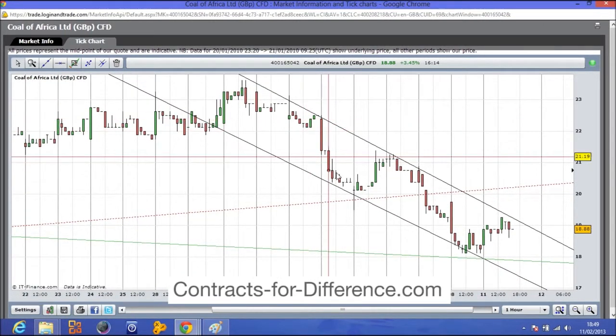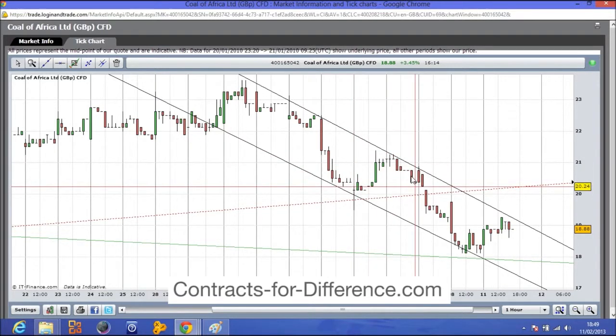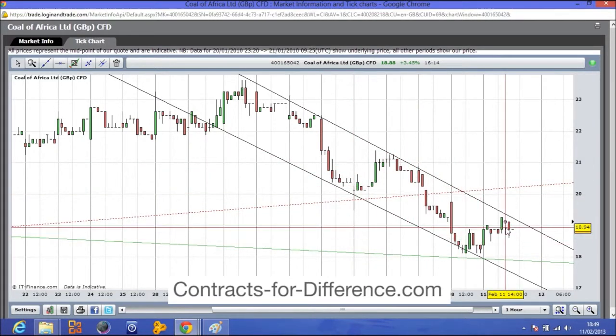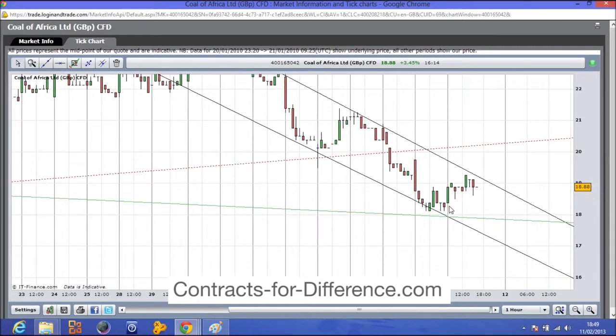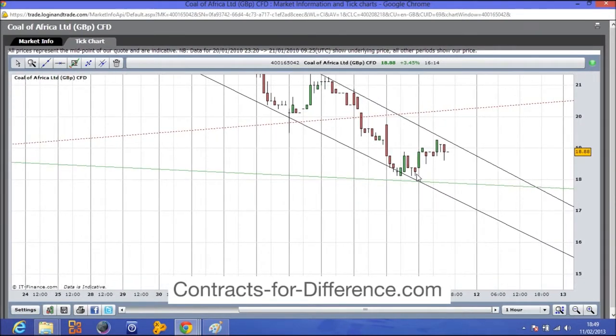I'll show you the projection again. If you take a piece of string at the top of the bear flag, same way I showed you before, just here, put the end of the string here, put it down your screen and mark the string just there with your thumbnail or something. Put the end here and it will give you a projection of around 16.5 pence.